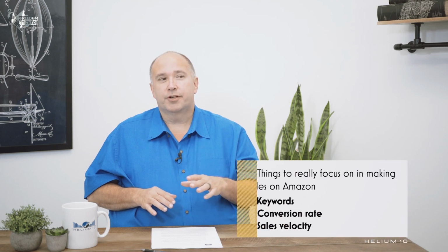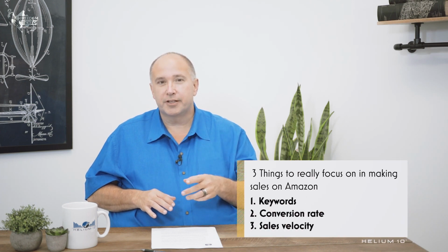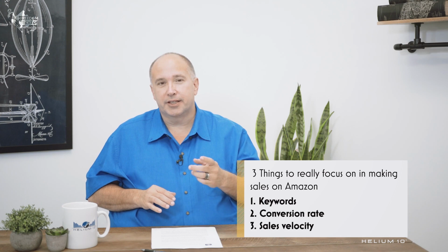In this module, I'm going to talk about the 3 things you need to really focus on to make sales on Amazon. Number 1 are your keywords. Number 2 is your conversion rate. Number 3 is your sales velocity. Those are the 3 major things that are going to determine whether you make sales on Amazon or not.